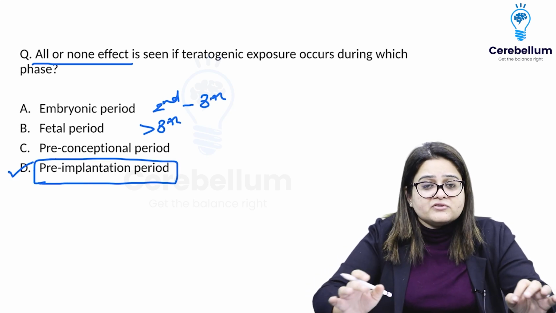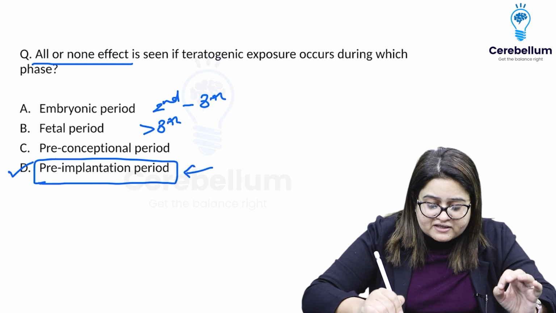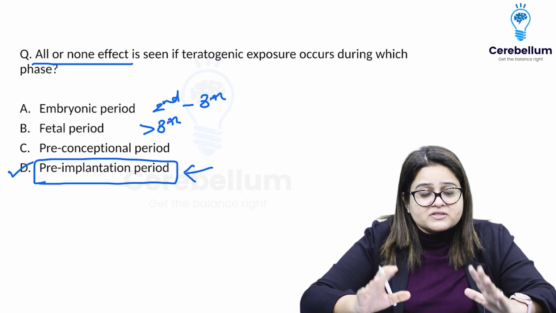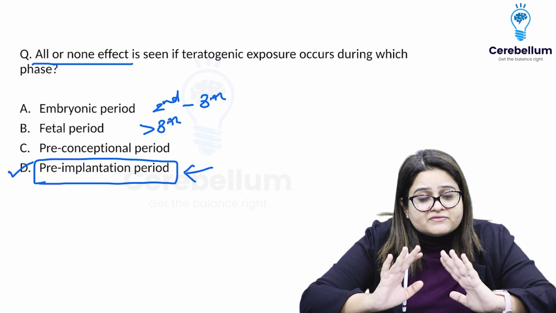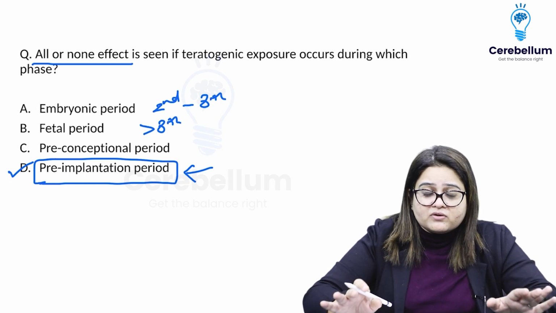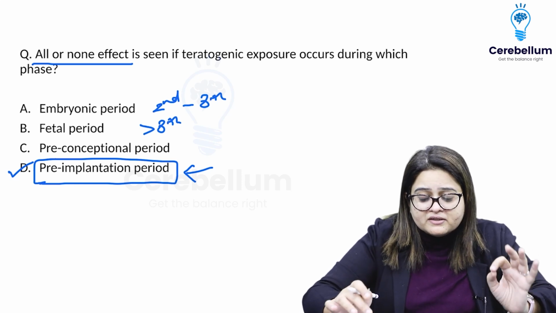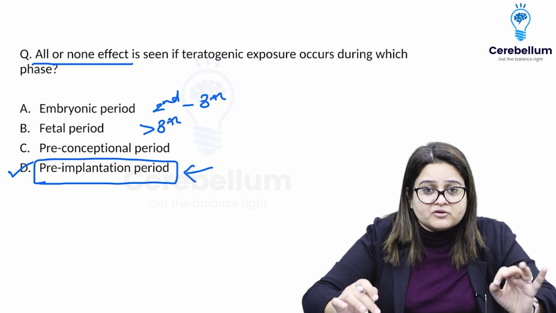What is this all or none phenomenon? If the insult occurs during this time, either the fetus will die or the fetus will survive without any problems at all. So this is called the all or none effect or the all or none phenomenon.